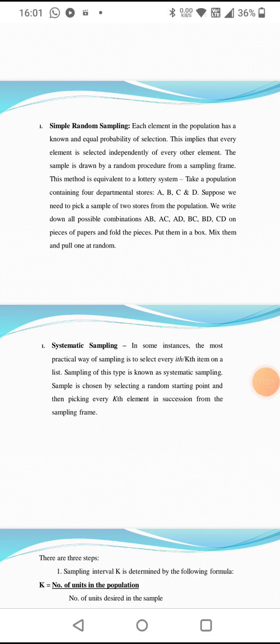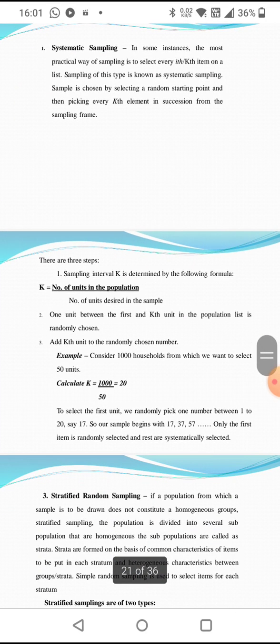Next is systematic sampling. In some instances, the most practical way of sampling is to select every ith or kth item on a list. Sampling of this type is known as systematic sampling. The sample is chosen by selecting a random starting point and then picking every kth element in succession from the sampling frame. So here there are 3 steps. The sampling interval k is determined by the following formula: k is equal to the number of units in the population divided by the number of units desired in the sample.